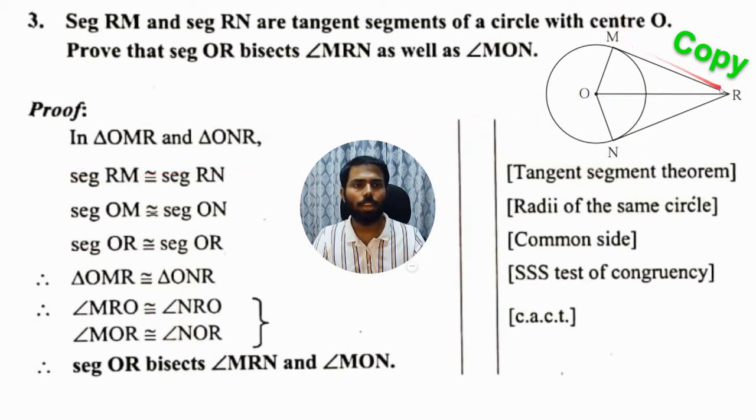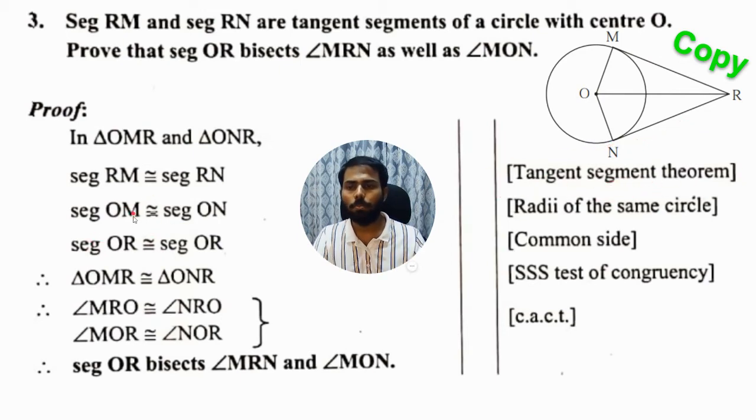RM यहाँ पे है, RN यहाँ पे, ये दोनों कैसे congruent हुए, ये दोनों equal कैसे हुए? Using tangent segment theorem, right? What does the tangent segment theorem say? Whenever you draw two tangent segments from an external point to a circle, both the tangent segments are congruent, right? So RM और RN congruent होगी using tangent segment theorem.